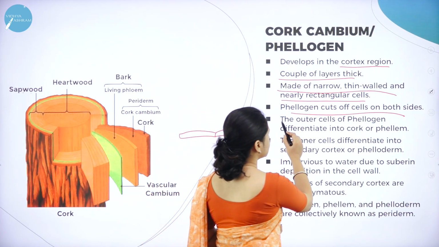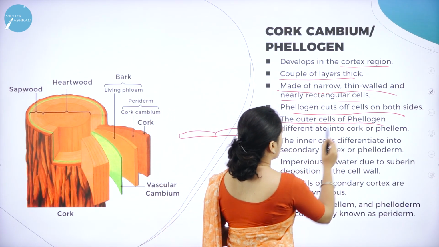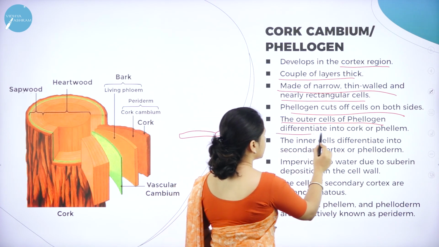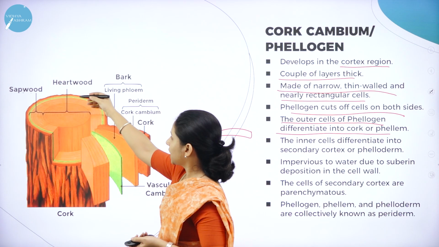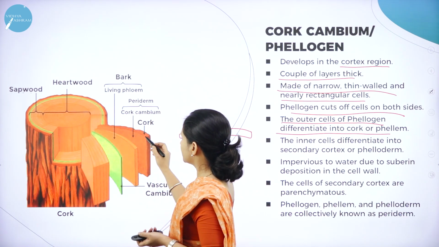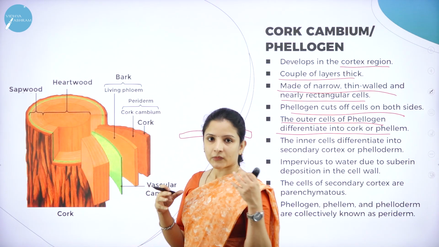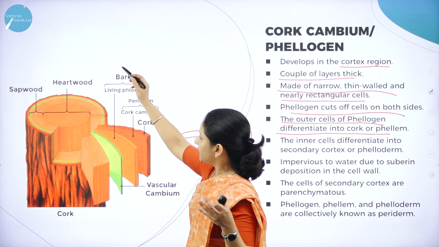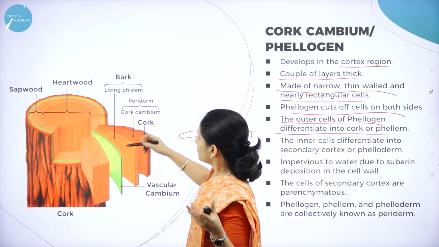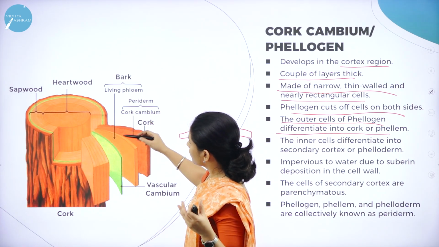Here the outer cells of the cork cambium differentiate into cork or the phellum. So you can see here this whole thing is the cork cambium. So this is the cork. So we have the epidermal layer, that is the outer layer. After that comes the cork layer.